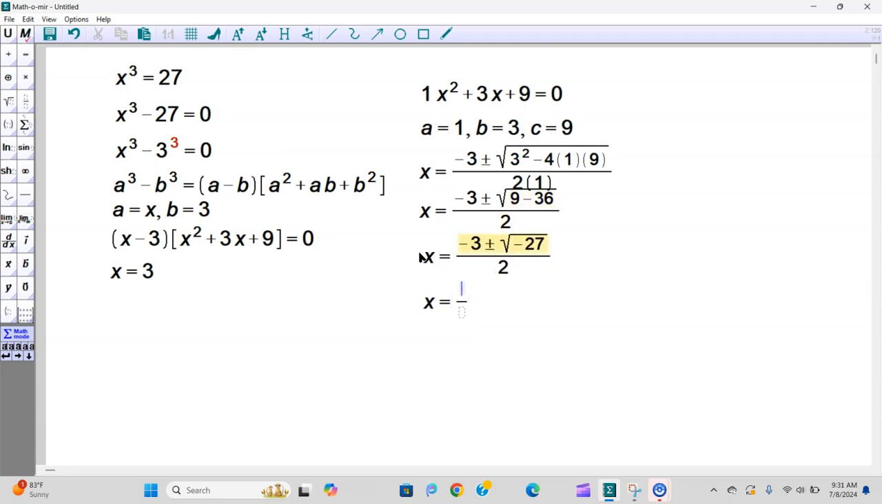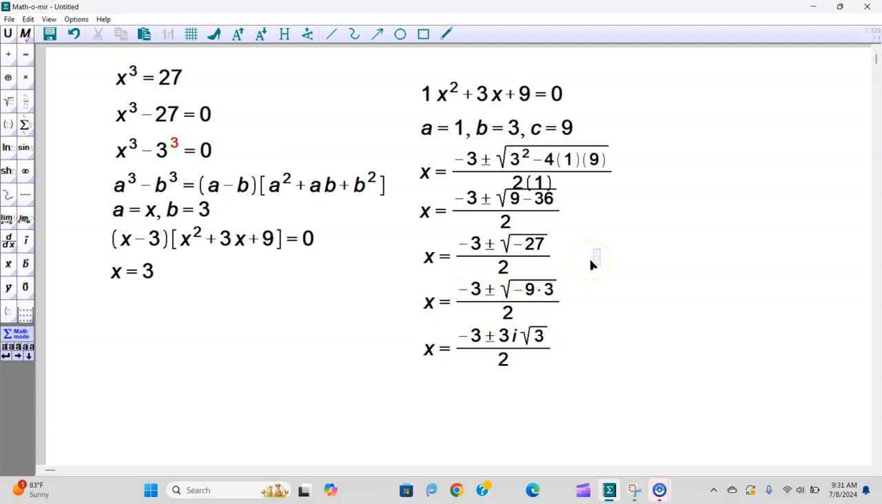So x equals negative 3 plus or minus. Then you can just separate that into negative 9 times 3, because it's negative 27 over 2. Then you're going to have x equals negative 3 plus or minus. Then you can simplify the root of negative 9 separately. That's 3i, and then you have root 3 left over 2.